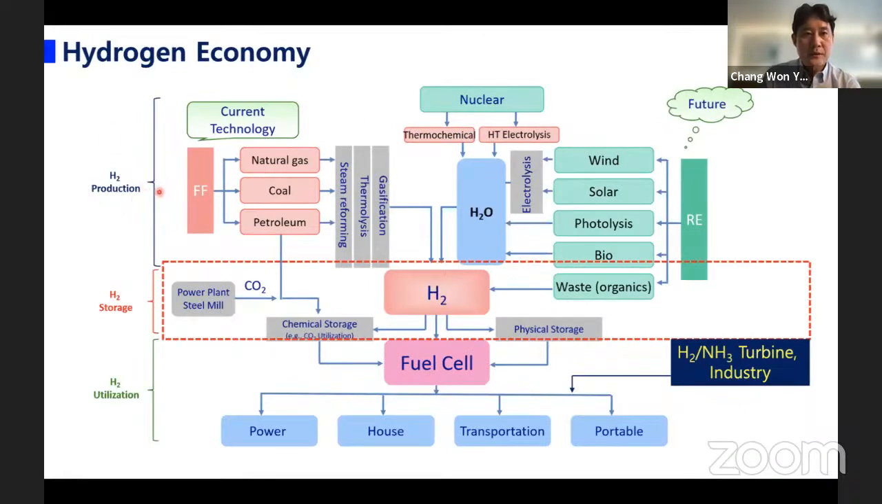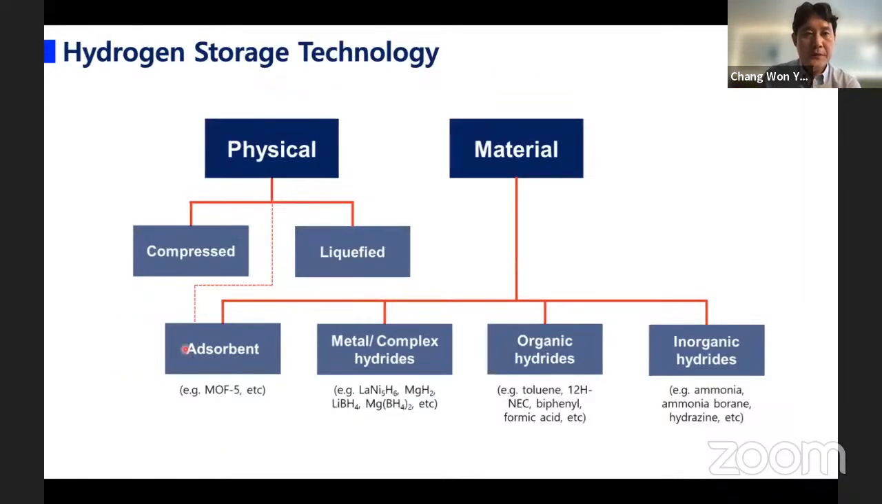To achieve the hydrogen economy, what we need to do is to produce hydrogen first, then figure out how we can store mass quantities of hydrogen and how we can deliver the stored hydrogen in an economically feasible manner. That's the key thing. So today I will focus on hydrogen storage technology. Let me first talk about how we can categorize hydrogen storage technology.